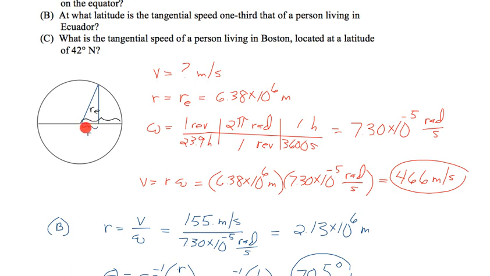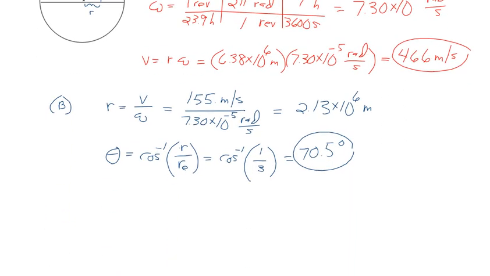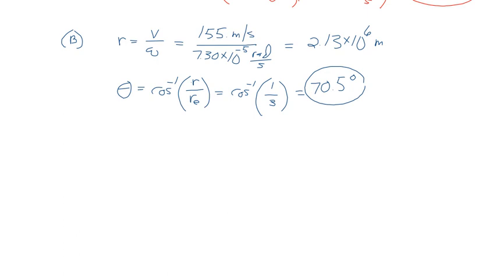So again, what trig function am I going to use? Cosine. It's going to be the hypotenuse times the cosine of the angle. And the angle is 42 degrees. So the r is going to be the hypotenuse, which is the radius of the earth, times the cosine of the angle. So that's going to be 6.38 times 10 to the 6 meters times the cosine of 42 degrees. Is that what it was? 42. And what does that equal?